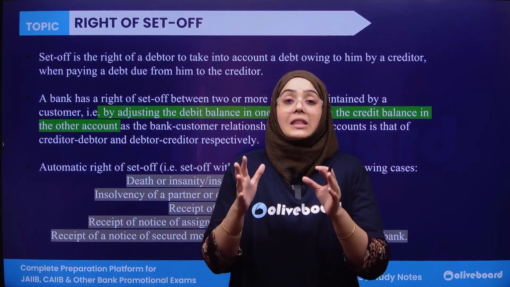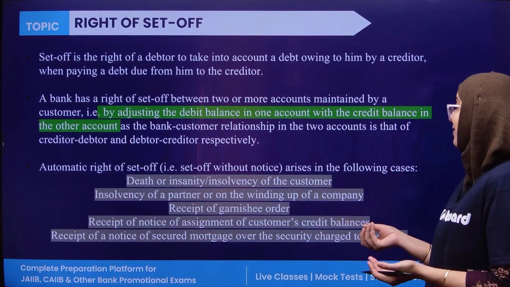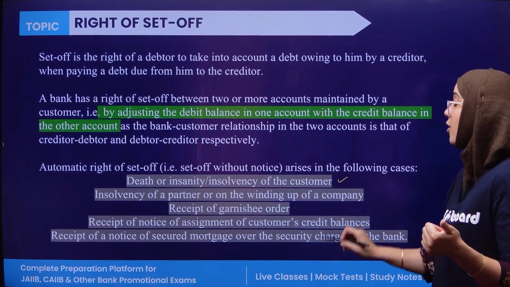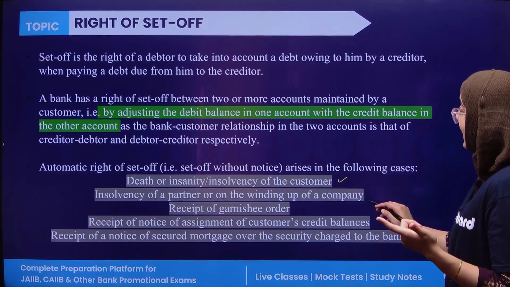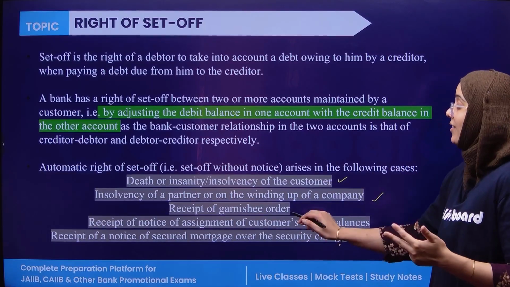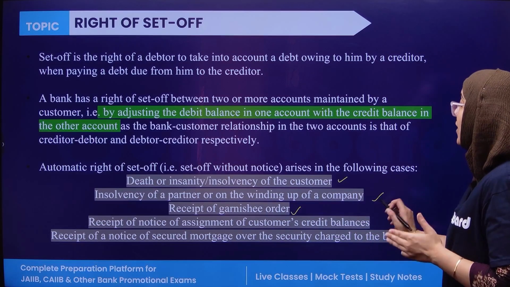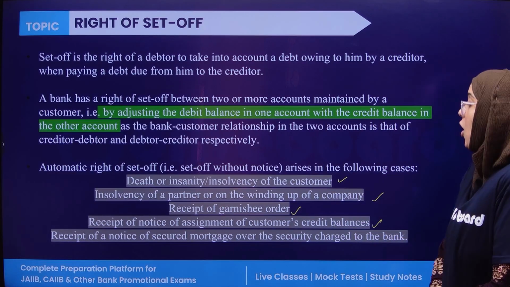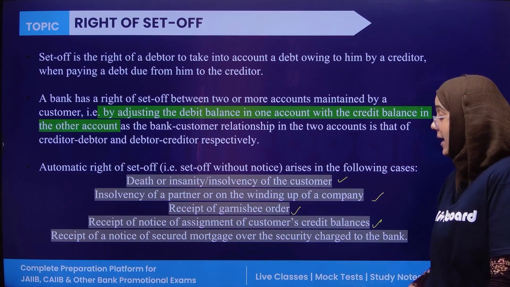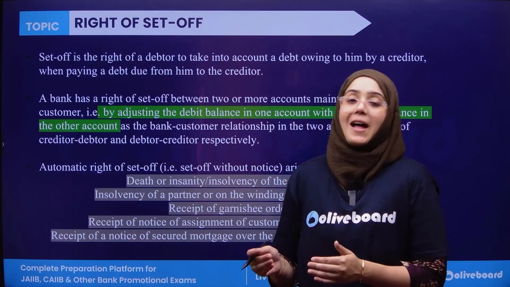This is known as the right to set off. Now, right to set off can take place in the following cases. First of all, if there is any death or insanity of the customer, if there is any insolvency of any partner, in the process of winding up of a company, if there is a receipt of a garnishee order, if there is a notice of assignment of the customer's credit balance, or if there is any secured mortgage over the security charged to the bank. So in any of these cases, the bank has the right to set off the debit balance with the credit balance.